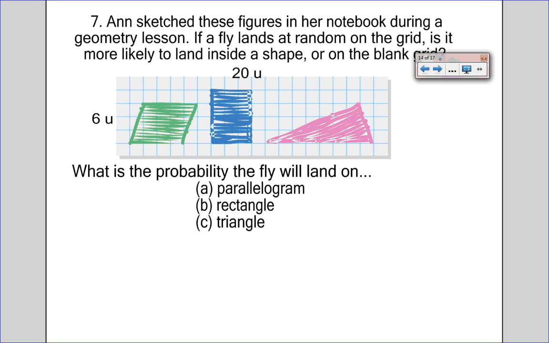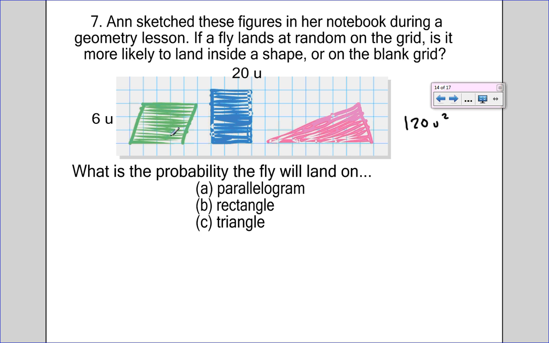All right, last two questions. Anne sketched these figures in her notebook during a geometry lesson. If a fly lands at random on the grid, is it more likely to land inside a shape or on the blank grid? Well, let's find the area of both to figure it out. So the area of the blank grid is going to be 20 times 6 because it's a rectangle, which is 120 units squared.